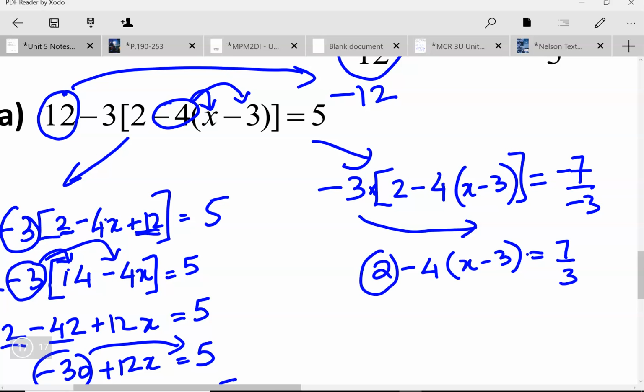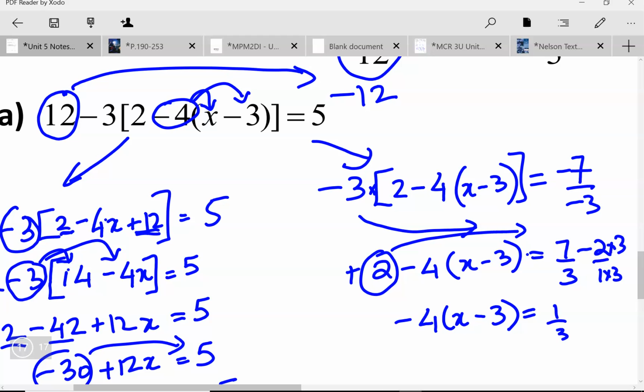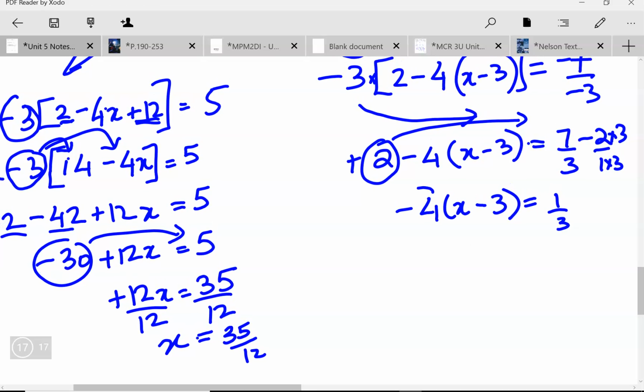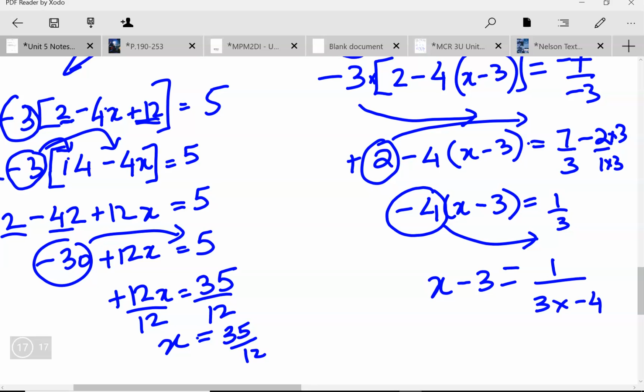Now I'm going to subtract 2 because this is a +2 and I'm going to move it to this side. So I have to -2. So -4 bracket x minus 3 equals 7 over 3 minus 2. So take the common denominator. This is 1 over 3. Next step is to divide by 4, or move it to the denominator, I should say. So when this -4 goes to the denominator, you get x minus 3 equals -1 over 12.